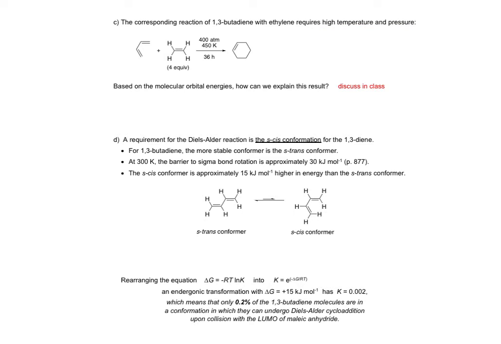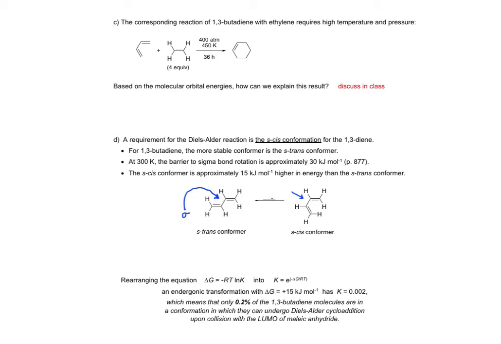In Part D, I present some kinetic and thermodynamic data for a conformational interconversion. You studied conformations in Chem 202Z. For 1,3-dienes, the more stable conformer has a sigma bond with the alkenes trans to each other, whereas the reactive conformer for the Diels Alder cycloaddition has a sigma bond with the alkenes cis to each other.